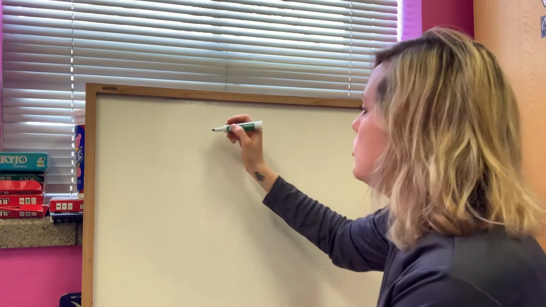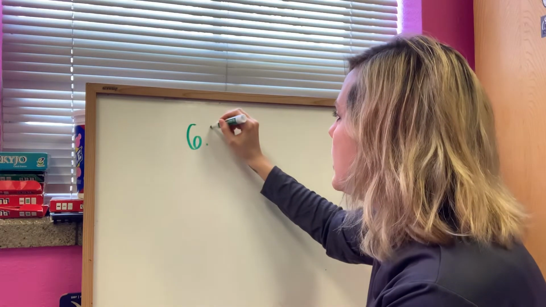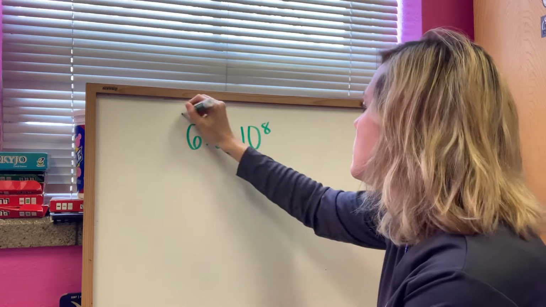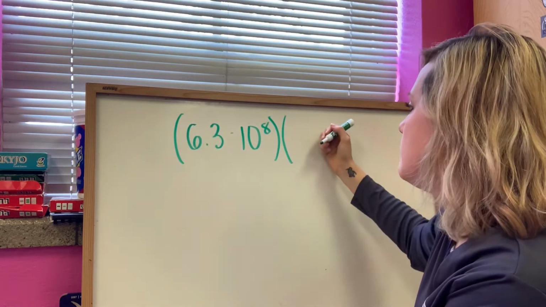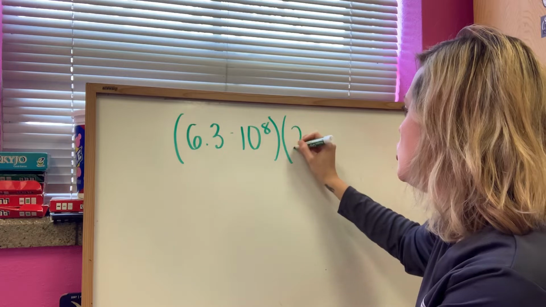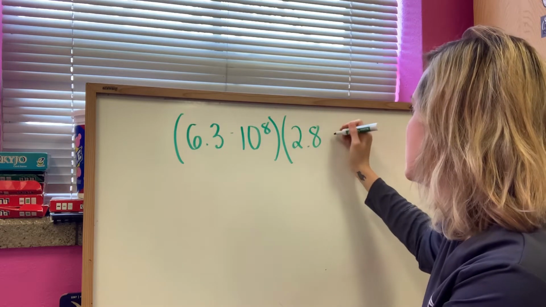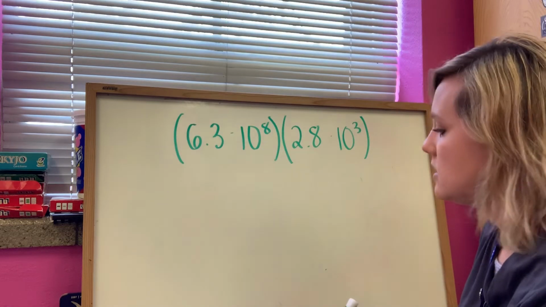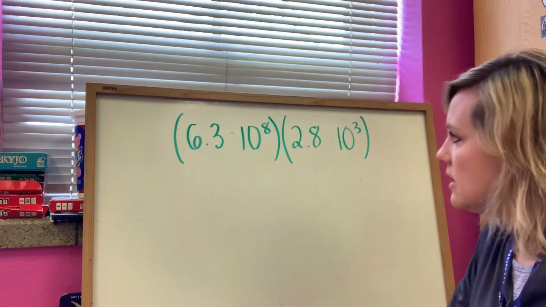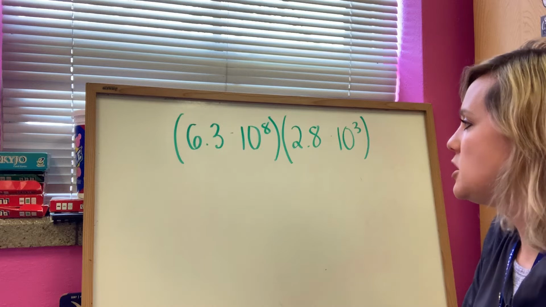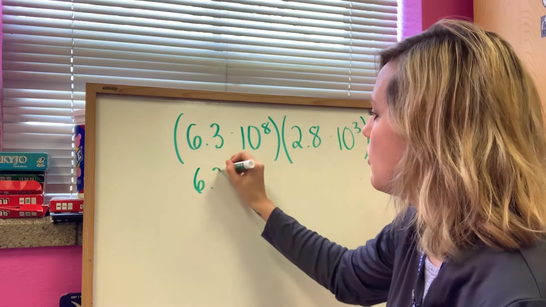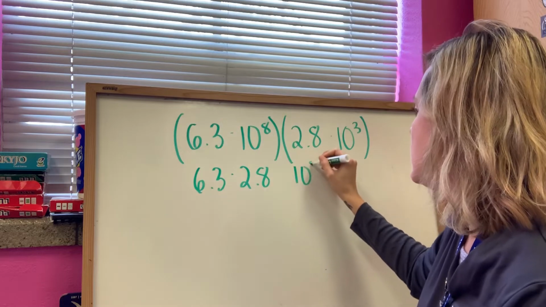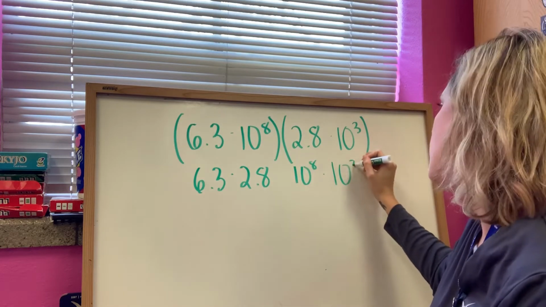So let's do 6.3 times 10 to the 8th power times 2.8 times 10 to the third power. Okay, so if you want to pause your video now. Okay, so I'm going to switch the order. I'm going to do the 6.3 times the 2.8, and then I'm going to multiply the 10 to the 8th power times 10 to the third power.